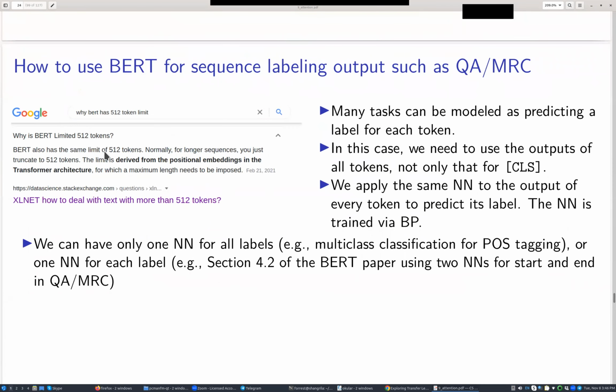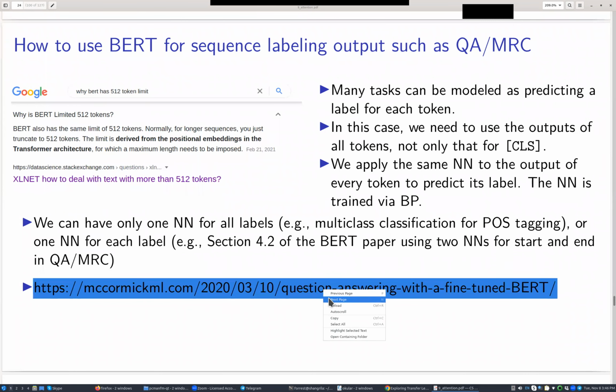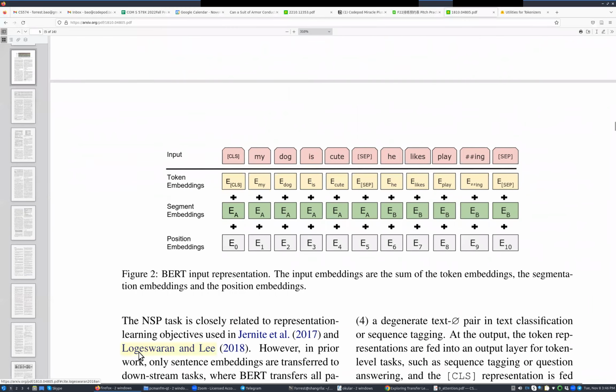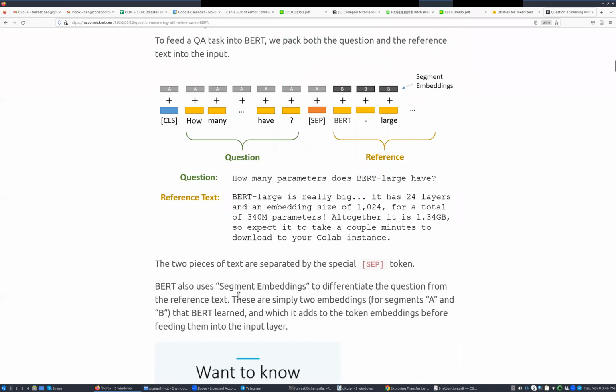For example, just like this. Here you ask Google why BERT has this many. You ask a Google query, and Google is able to go to the document and tell you this is the beginning of the answer, this is the end of the answer. So we look at one example, right? Let me open it in the browser. We saw one example of how to do that.